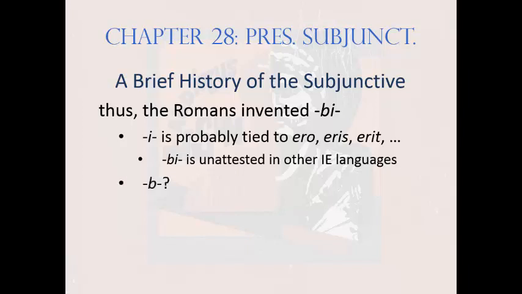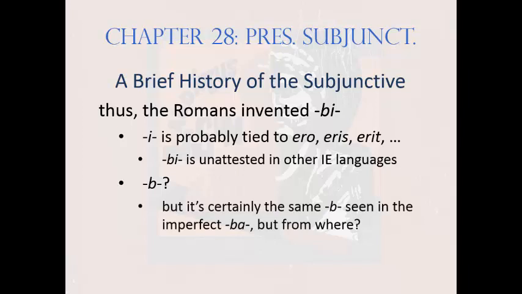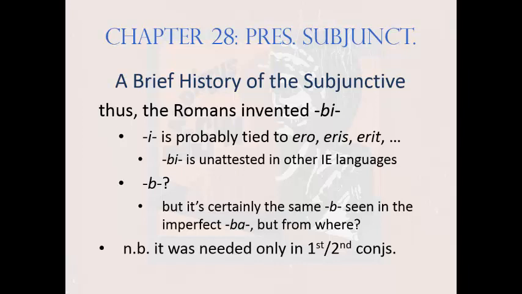The B is also a question, but surely it's the same B seen in the imperfect BA. The question is, where did the Romans find it? In some future discount BI bin? All that can be said for certain is that BI did not have to be used in third, third IO, and fourth conjugations because it's not needed there. It's only necessary in first and second, which is why it shows up there and only there. Well, in classical Latin at least, early Roman authors use it.